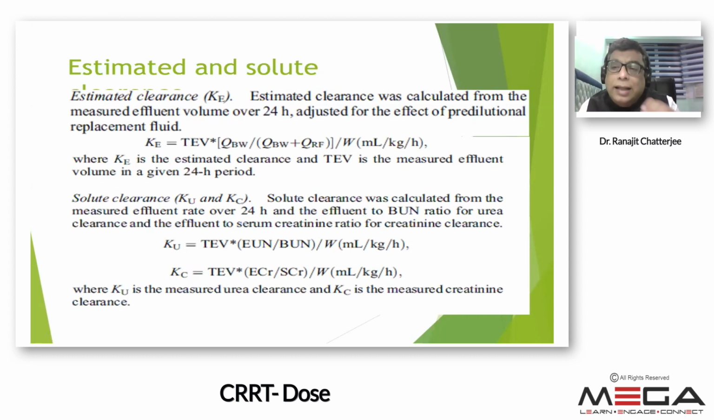So either the creatinine or the urea or both you can measure in the effluent bag by taking the fluid from there, and in the blood. Take the ratio. If it is 1, it's fine. If it is coming down, that means your quality of dialysis is coming down. I'll give some examples.